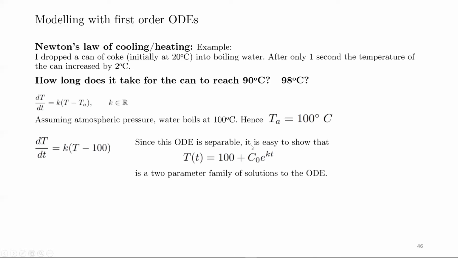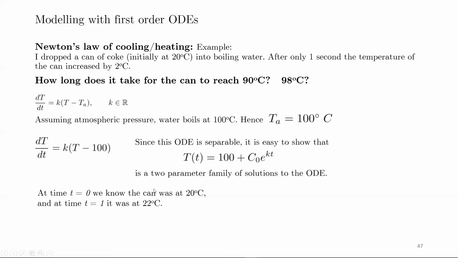Okay, so what we need to do now is find the value of these parameters, C naught and K. Well, that's okay because we know two things, right? We know at time t equals 0, the can was at 20 degrees Celsius, because the can was initially at 20 degrees Celsius. We also know that at time t equals 1 second, the can was at 22 degrees Celsius, because they said after 1 second, the temperature of the can increased by 2 degrees Celsius.